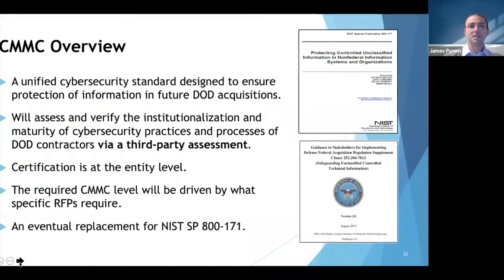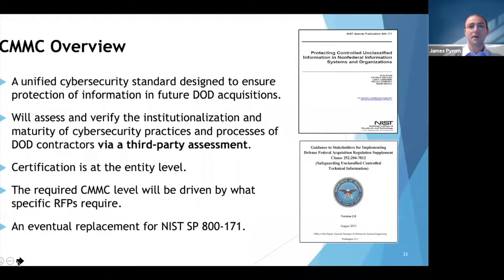Next, CMMC is at the entity level. XYZ organization will be CMMC level 1 or CMMC level 3. There are individual designations and certifications within the CMMC ecosystem, but when we're talking about the CMMC levels, they are going to be at the entity level. The required CMMC level will be driven by what specific RFPs require. Now, I understand that many of you on the line are suppliers to GDLS, so that will likely drive what level you need to strive for.